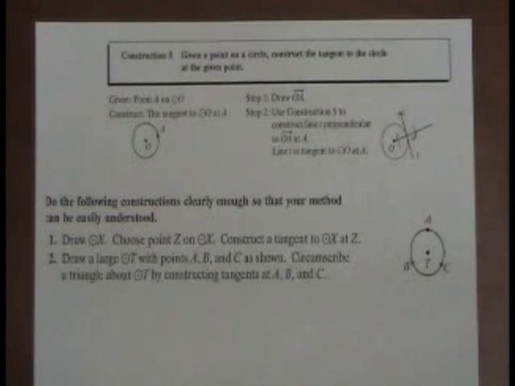All right, kiddos, this is construction number 8, which says, given a point on a circle, construct the tangent to the circle at the given point. And it tells us the first thing it wants us to do, and it shows you what you do here.